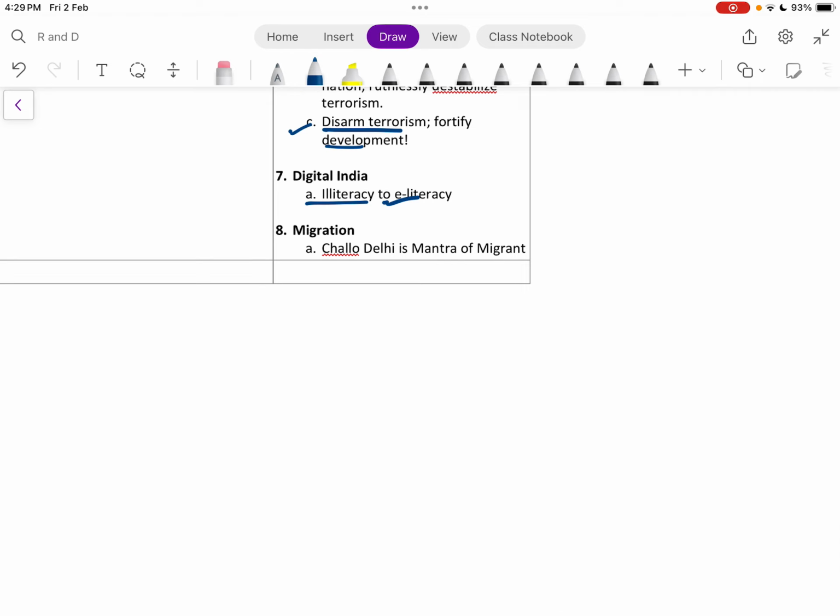Okay, this is a very good one. Chalo Delhi is the mantra of migrants. Okay, so yes, migration is a good thing and a bad thing. So that's it, my friends. That was for essay.